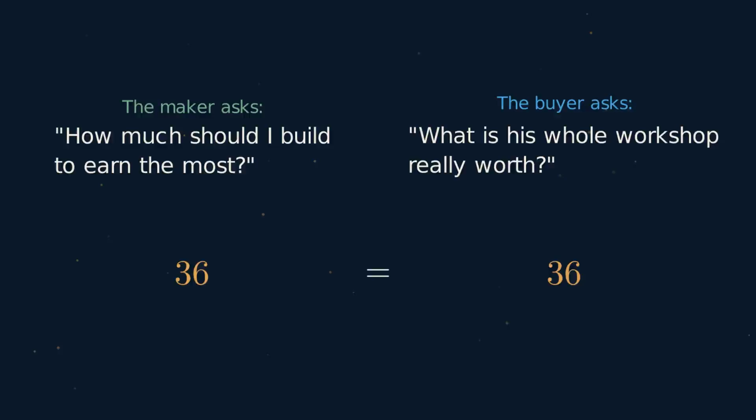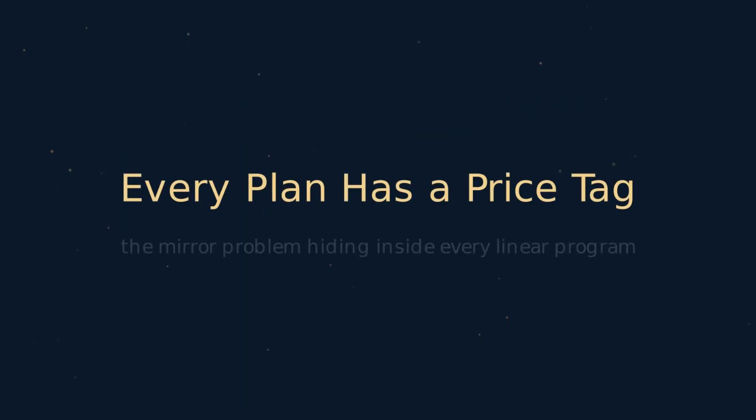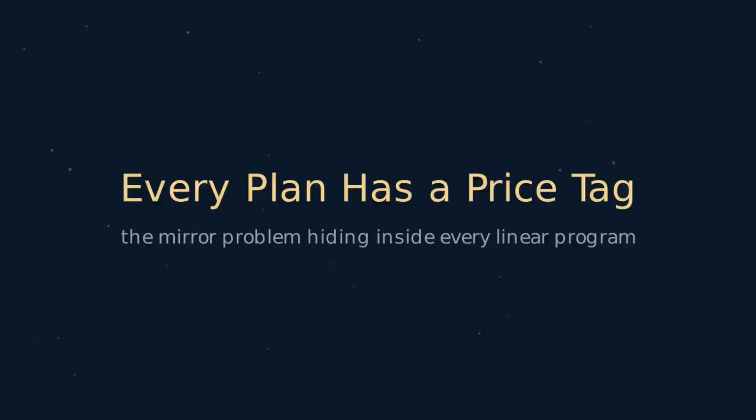Different units even. And yet, when you work them both out, the same number falls out. Not close. Identical. That is not a coincidence. It is the deepest structural fact in linear programming, and once you see it, you get bounds, proofs of optimality, and the true value of every resource, all for free.